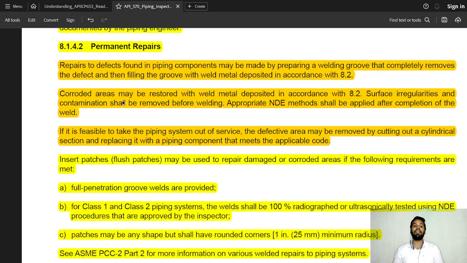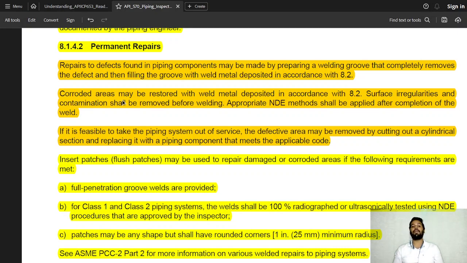Permanent repairs: the repairs to the defects found in the piping component may be made by preparing the weld groove that completely removes the defect and then filling the groove with weld deposited metal in accordance with 8.2. Corroded area may be restored with weld metal deposited in accordance with 8.2. Surface irregularities and contamination shall be removed before the welding. Appropriate non-destructive examination methods shall be applied after the completion of the weld.